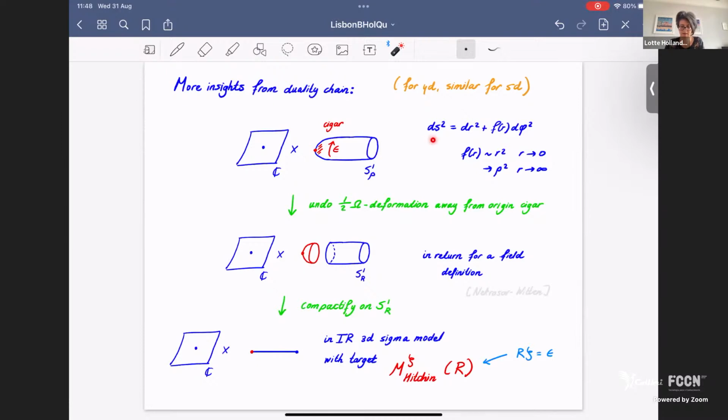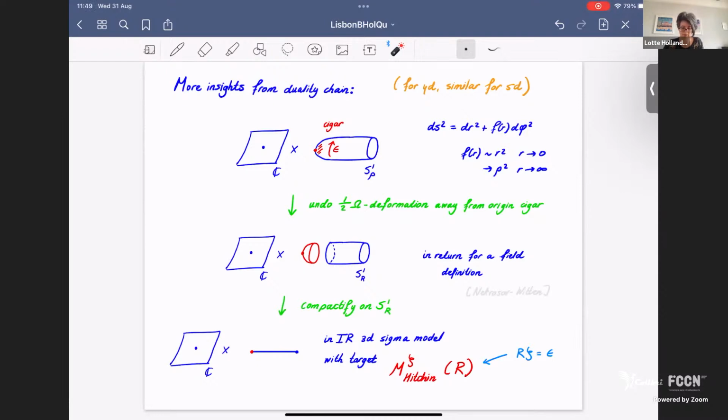We take a metric of this kind, where the function f(r) goes like r squared when r is very small, and goes like some constant rho if the radius becomes very large. So instead we can consider this cigar geometry. This will not affect anything. The Nekrasov partition function is computed in a certain twist, so it will not be sensitive to the particular metric that we take. So we can just study this geometry instead.